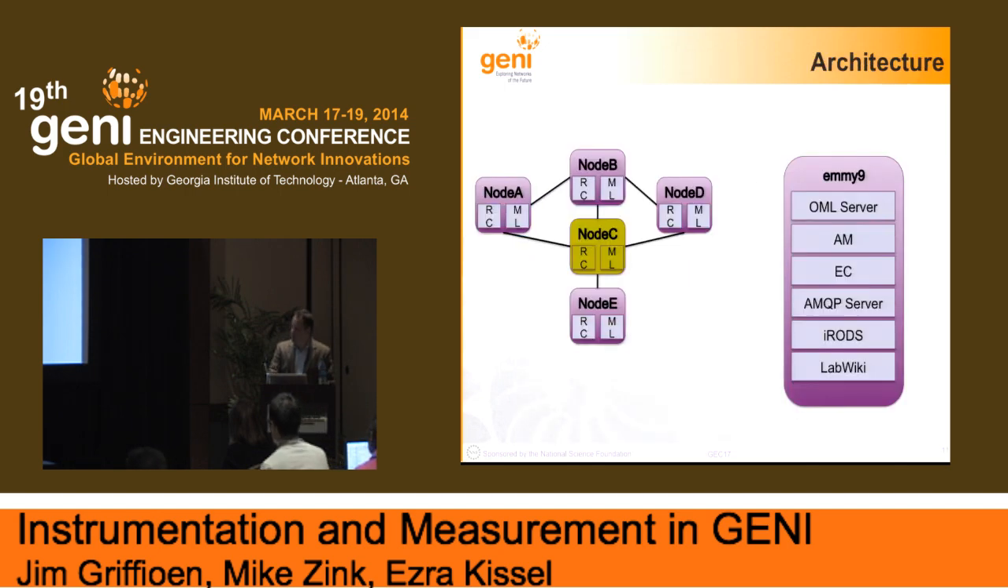And now how does GIMI come into play? So we're taking our slice, and then we're running a persistent service here that has different services running on it. One of them is the OML server, the Orbit Measurement Library that collects the data. We have an aggregate manager and an experiment controller. Then an AMQP server that helps with communication, an interface to iRODS to store the data permanently, and then LabWiki. So these are all the services we're providing for you. They're running there, and everyone in the GENI community can use them to run experiments.